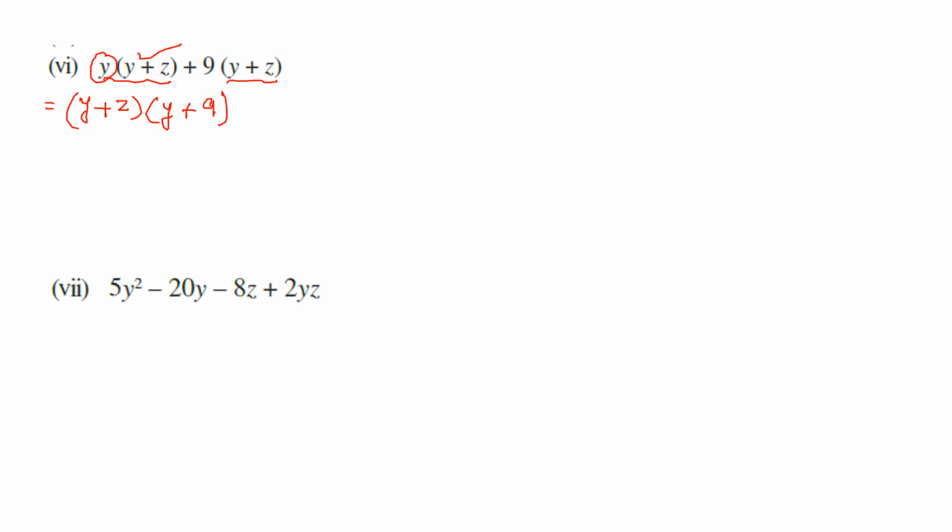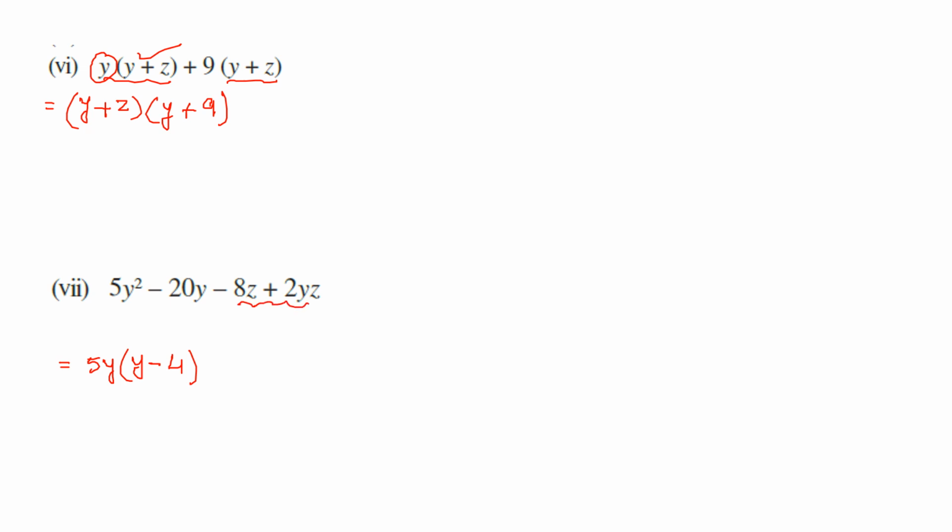Now next question, 5y square minus 20y minus 8z plus 2yz. So in all the four terms, you can see nothing is common. So again, you have to use regrouping. You have to make a group of the terms and then only you can do it. So from the first two terms, I can take 5y common. If I take 5y common, I will be getting y minus 4 here. 5y into y is 5y square and 5y into 4 will give me 20y.